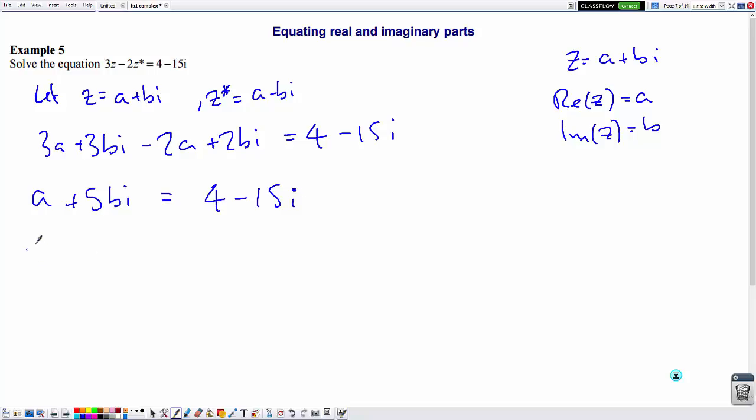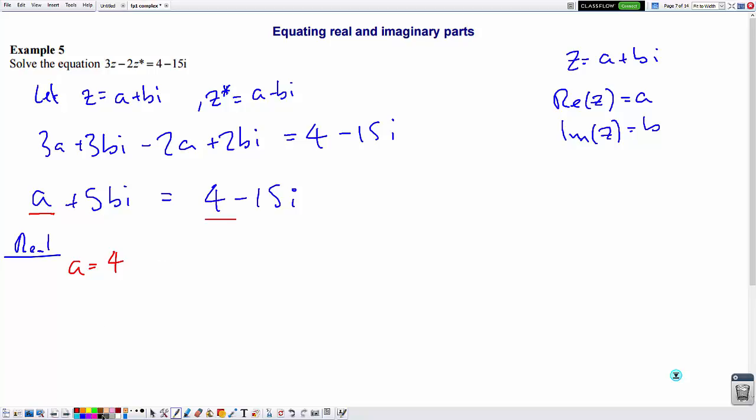So let's compare real and imaginary parts. I'm just going to take real parts here. So what's my real part here? Well, it's a, isn't it? What's my real part here? 4. What did I say before? Two complex numbers are equal. The real parts must be equal, and so must be the imaginary part. So from this, we can just say a is equal to 4.